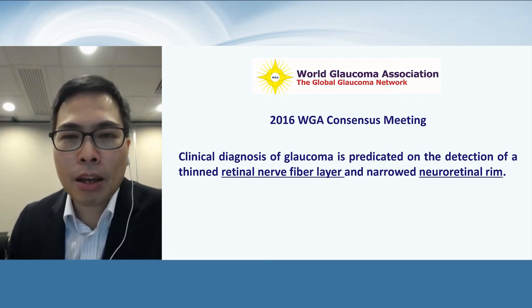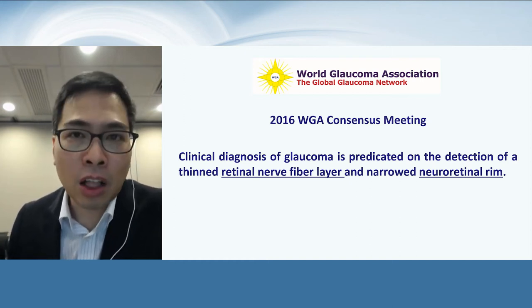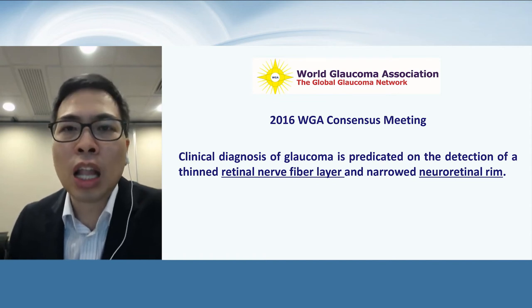Now, in terms of diagnosis, measurements of both the retinal nerve fiber layer and neuroretinal rim are important, because all kinds of optic neuropathies, glaucomatous and non-glaucomatous, show loss of the retinal nerve fiber layer. They all have degeneration of retinal ganglion cells. In order to define glaucoma, we also need to evaluate the neuroretinal rim. The loss of the neuroretinal rim is a relatively specific biomarker to diagnose glaucoma, whereas the retinal nerve fiber layer is a relatively more sensitive biomarker to detect glaucoma and other kinds of optic neuropathies.